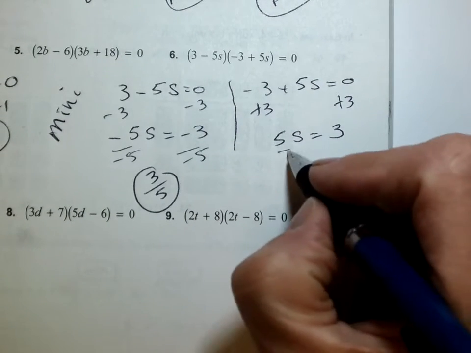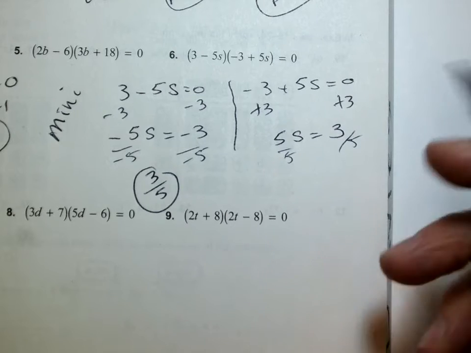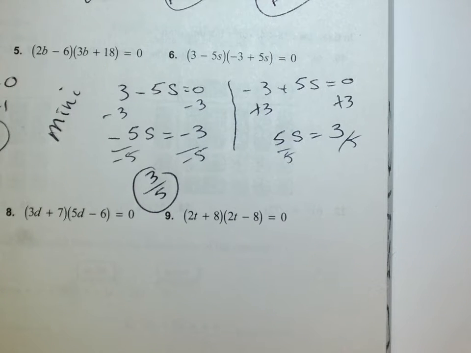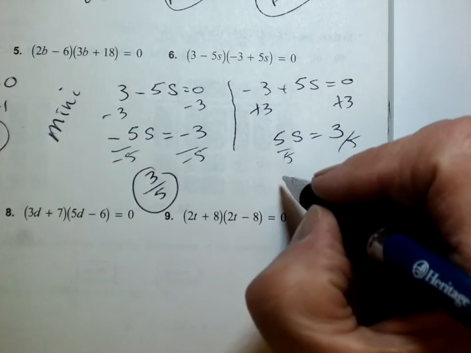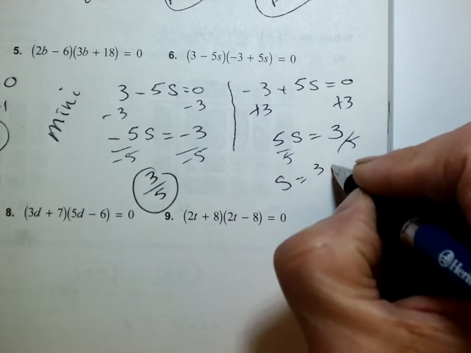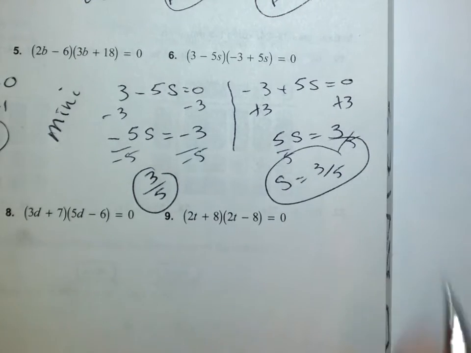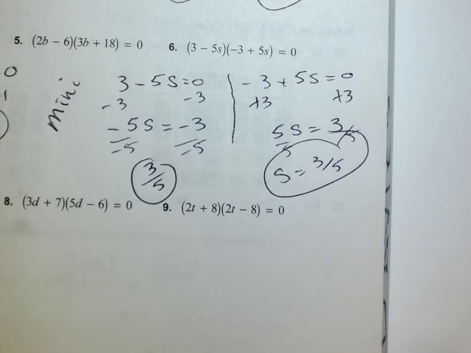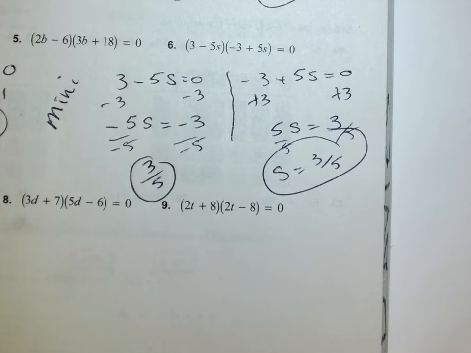Divide by 3, divide by 3. 3/5 is a great answer, or 0.6 if you use a calculator. So you get s equals 3/5, okay? Circle that answer, okay? All right, that is what we call a repeated root.